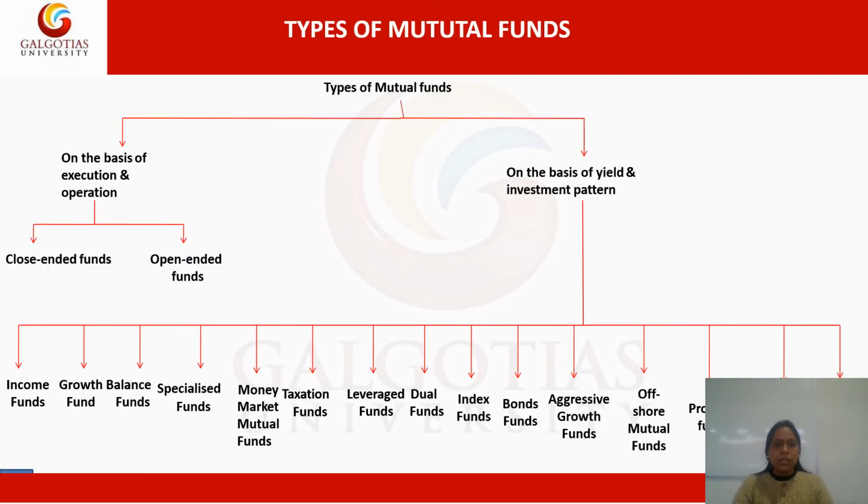Now, lastly, when it comes to the types of mutual funds, definitely one category is based on execution and operation. Another category is on the basis of the yield and the investment pattern. First is about how it will be operated and executed: close-ended funds and open-ended funds. The other category talks about the investment pattern and the yield. Yield talks about how much a mutual fund has the capability to generate revenue, generate income. Investment pattern talks about the long term, short term.